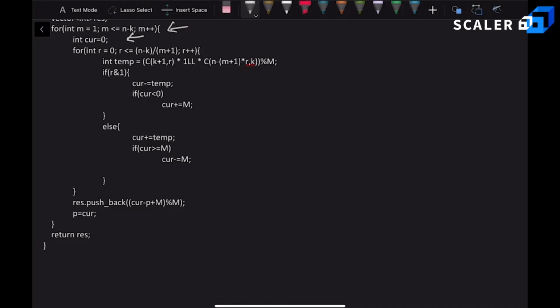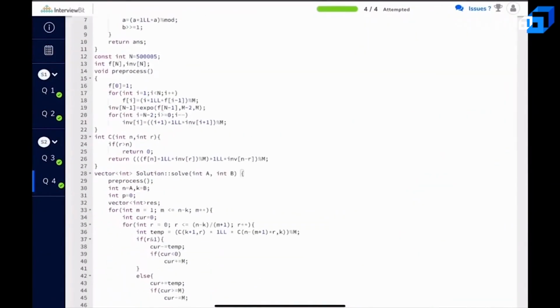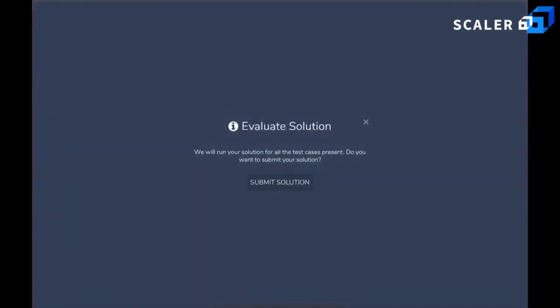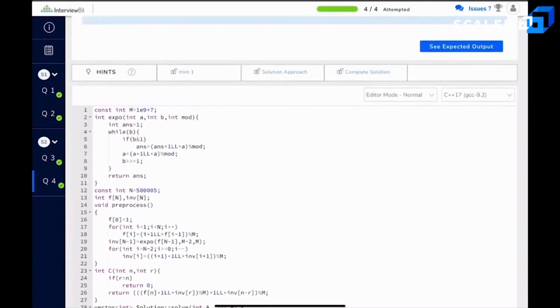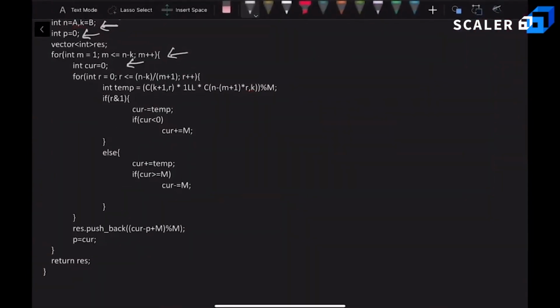So let's actually submit it and check if it works. So let's submit, and it works for all the cases. I hope the problem and the idea were clear to you.